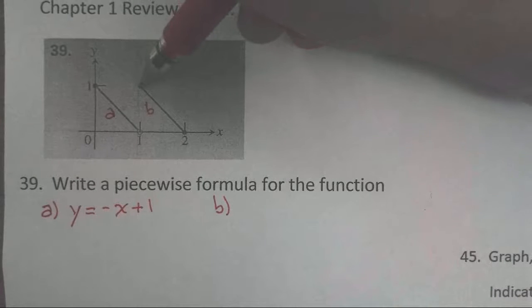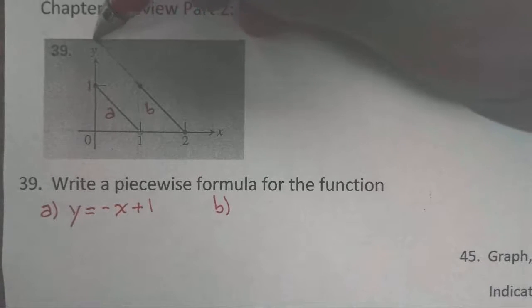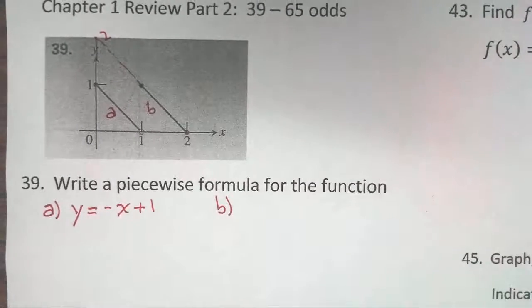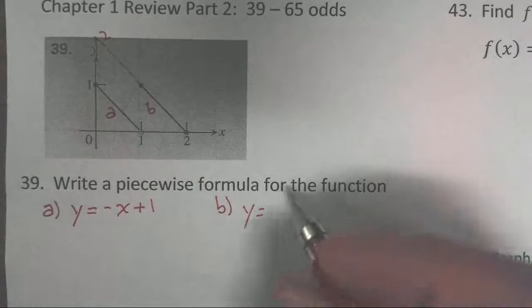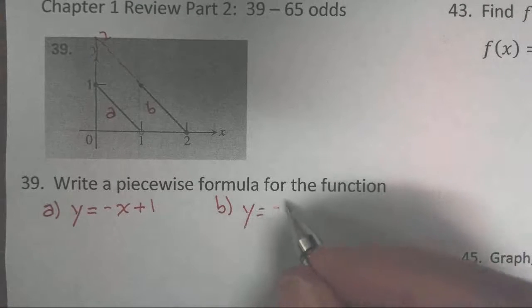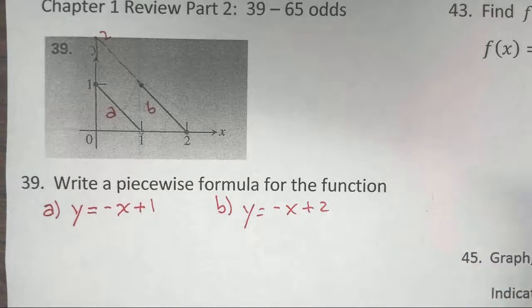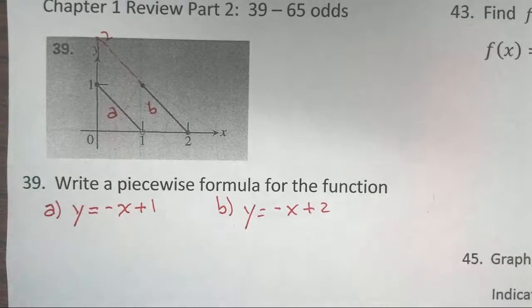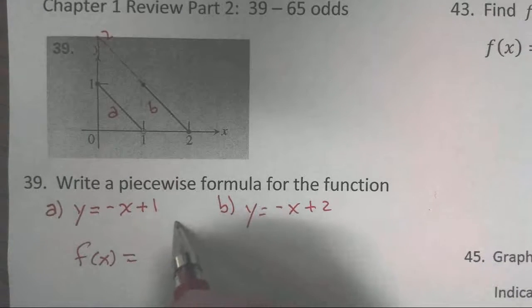And B, it's implied, I believe, this is the point 1, 1. So this is a portion of the line. It would have y-intercept of 2, but it also has slope -1. So that would be y equals -1 x, but y-intercept 2. But that's not a piecewise function. That's the entirety of both of those lines. So piecewise function, I'm going to go f of x equals.